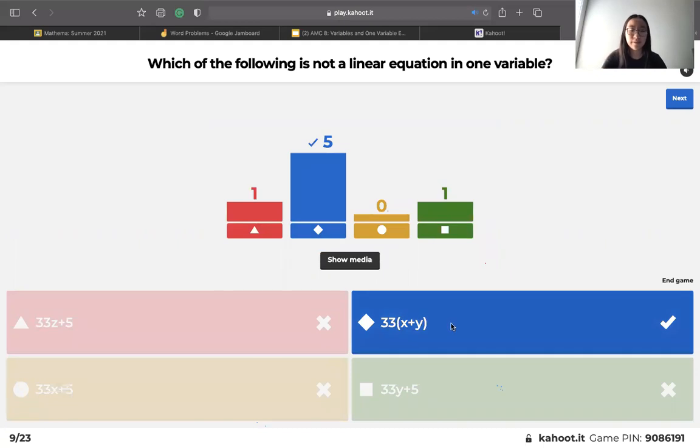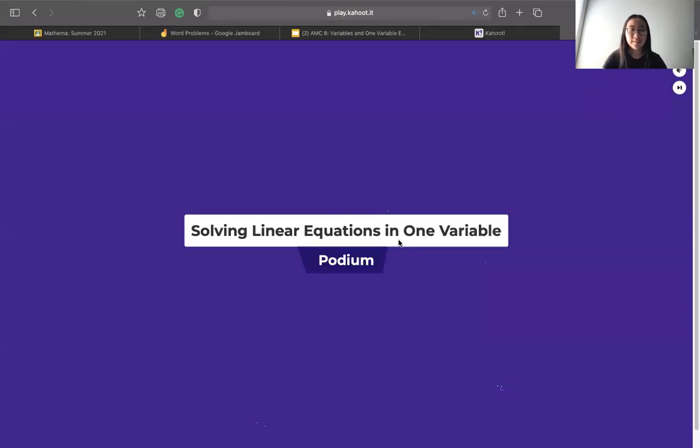And yeah, that one has 2 variables. So it doesn't fit the criteria. Although this is a kind of a weird question. So let's just pretend that's not a thing.